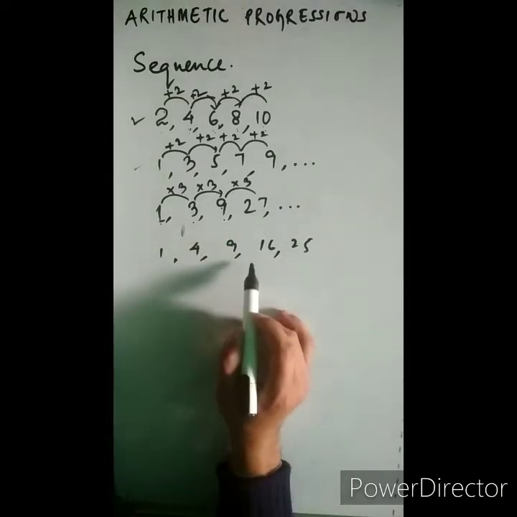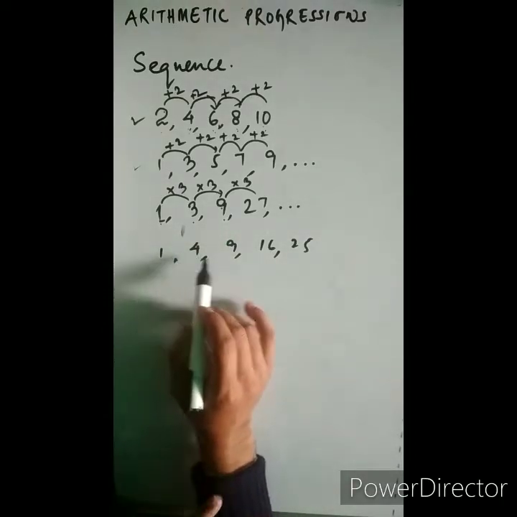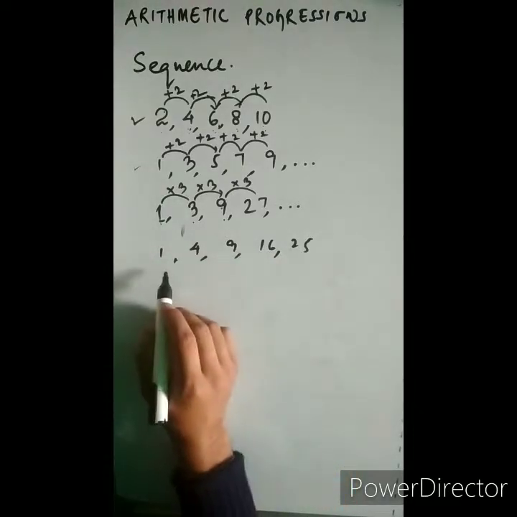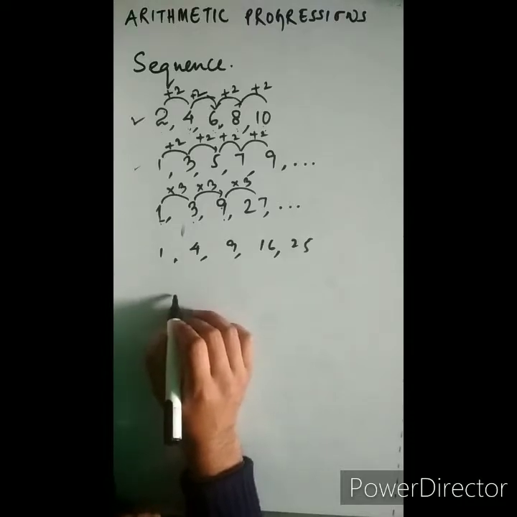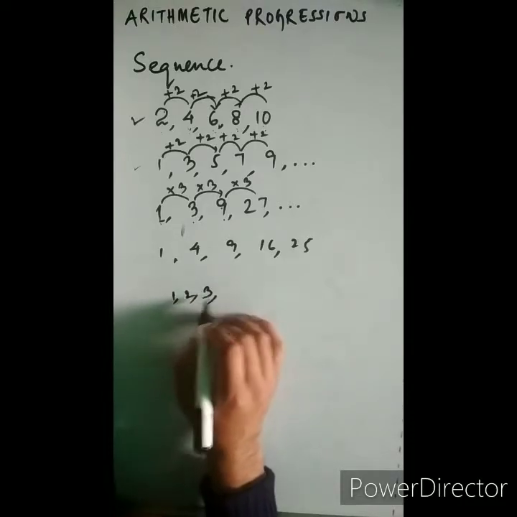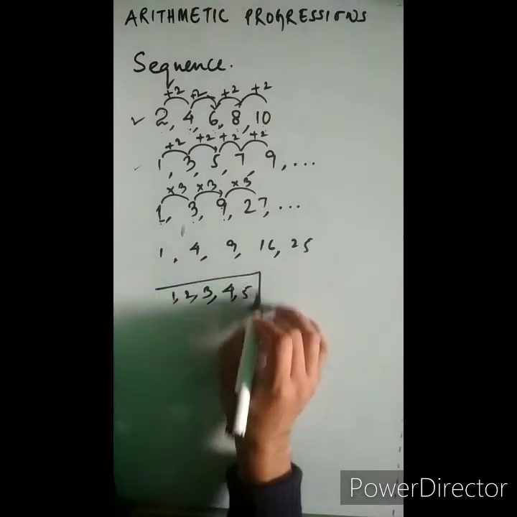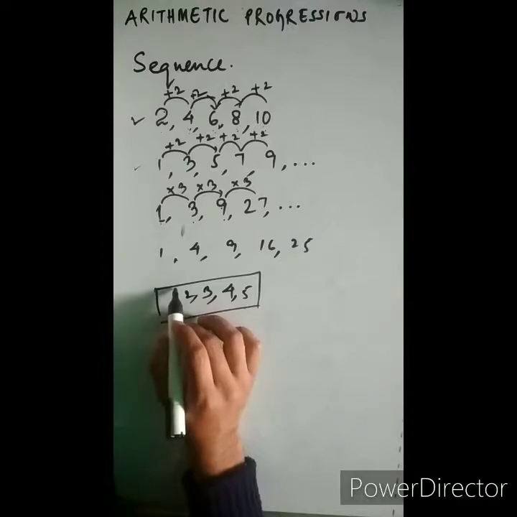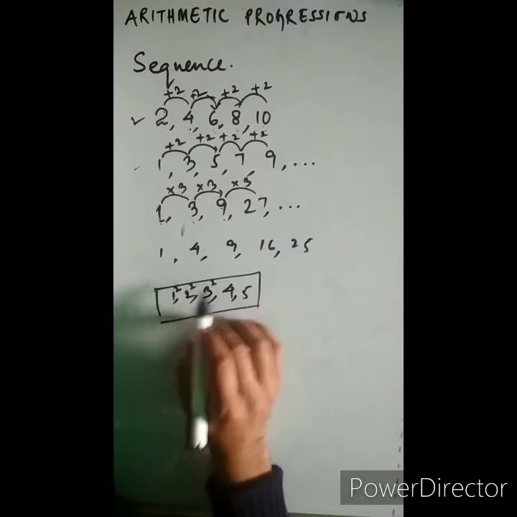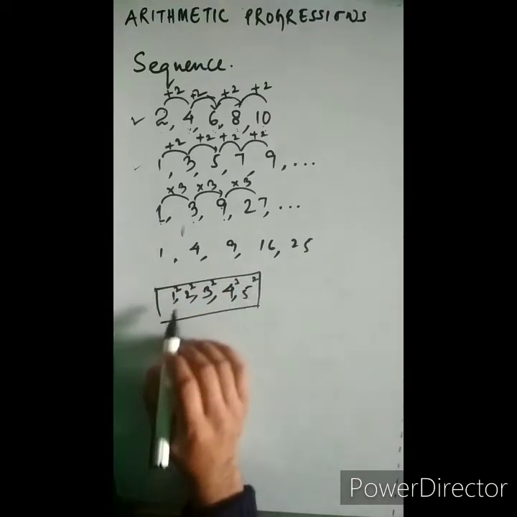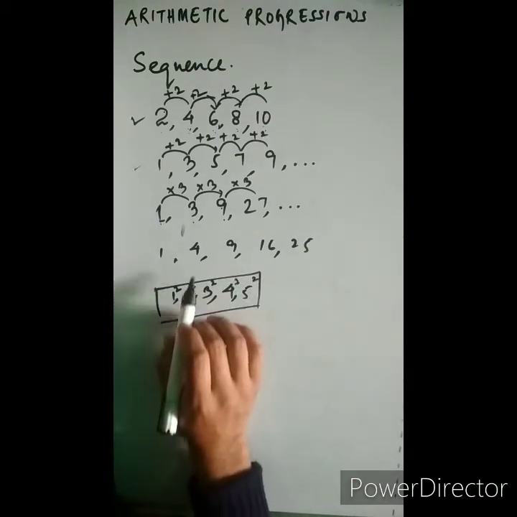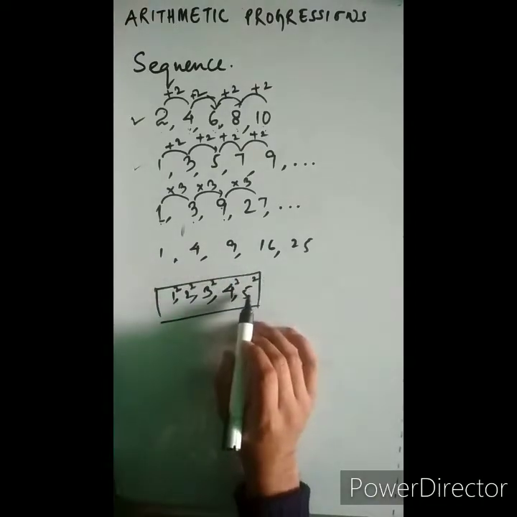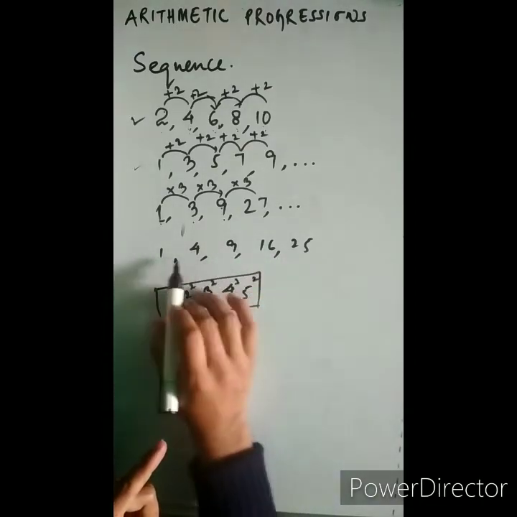And let us look at the last one. 1, 4, 9, 16, 25. What is there actually? So let me take the natural numbers here. 1, 2, 3, 4, 5. First 5 natural numbers I have taken here. Now I find their squares. 1 square, 2 square, 3 square, 4 square, 5 square. 1 square, 1. 2 square, 4. 3 square, 9. 4 square, 16. 5 square, 25. Here also I am following a certain rule.